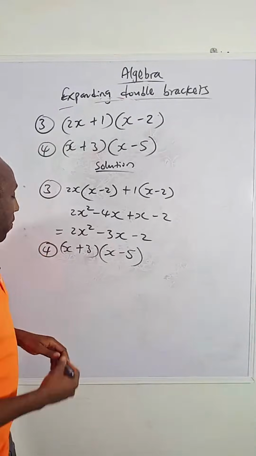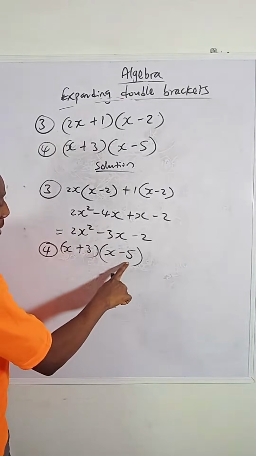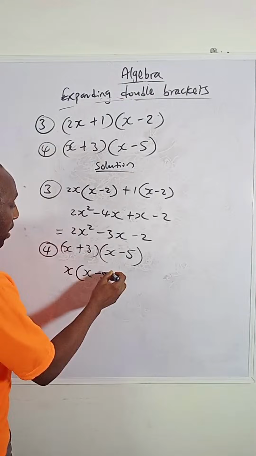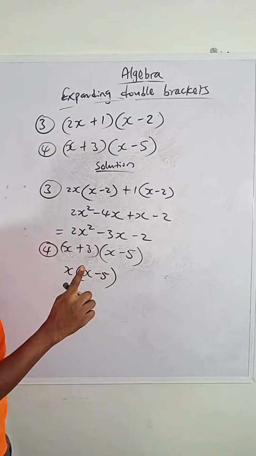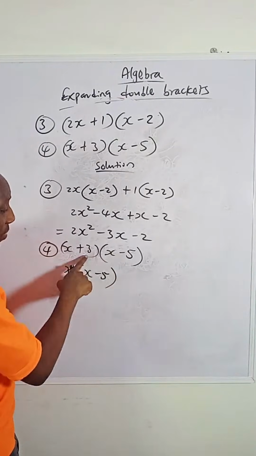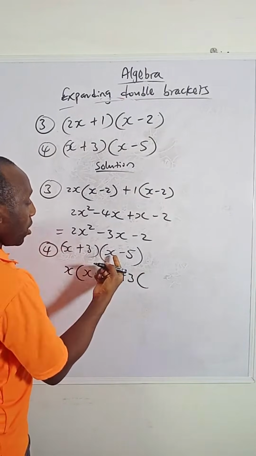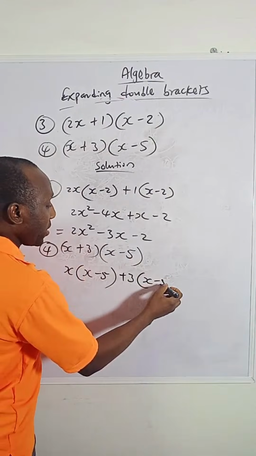So we do number 4 together. I'm going to use x to multiply everything you have in this bracket. So that will be x bracket x minus 5. Like I said, you have to be careful with the way you expand, especially when you have negative terms like this. What's the next thing? Plus 3. Use it to multiply everything you have in the second bracket.